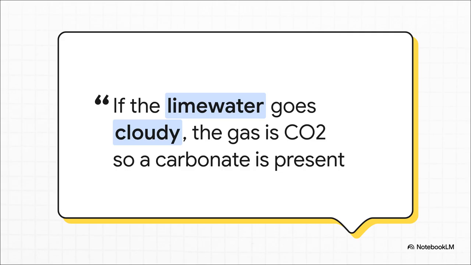So, to confirm it, we take that gas and bubble it through something called lime water. And here's the clincher. If that clear lime water turns all milky and cloudy, boom, that's the smoking gun. The cloudiness is actually a new solid, calcium carbonate, and it proves the gas was carbon dioxide. Which means, case closed on this clue. Our unknown has a carbonate ion.